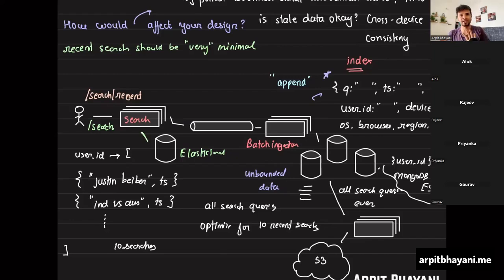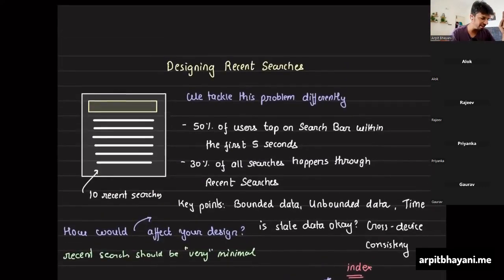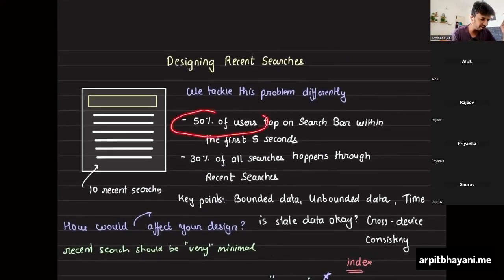Correct. Okay. You brought up a really good point that user experience is very important. The reason to back it is that if 50% of users tap on the search bar within the first 5 seconds and they see a loading icon there, that's a very poor user experience. You want to serve this as fast as possible, right? Okay. So that's an important point.